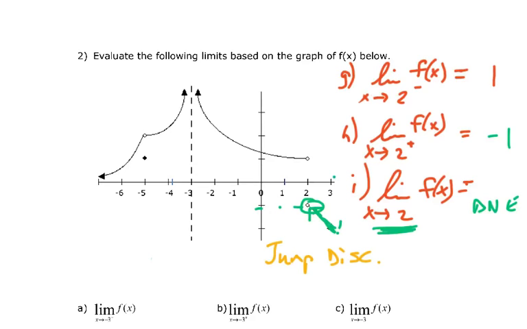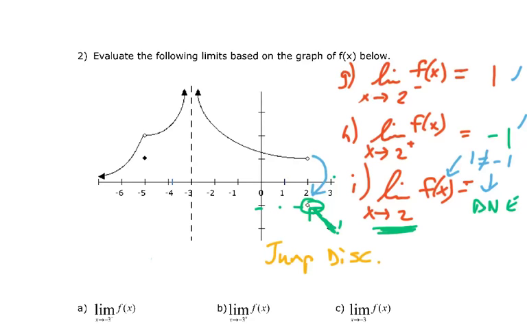And here's the big thing: because my left-hand limit and right-hand limit are not equal to each other, 1 does not equal -1, that is the reason why this overall limit does not exist. My overall limit doesn't exist if the left side and the right side are not approaching the same thing, as we can see because of the jump discontinuity that we had in that graph.